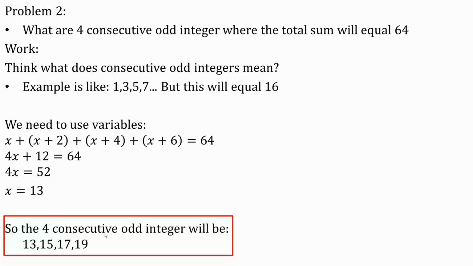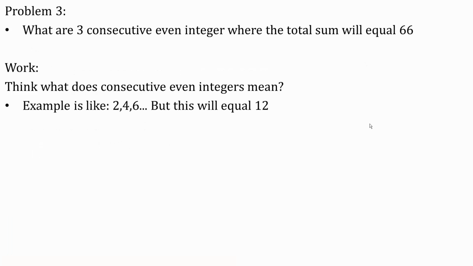And so the 4 consecutive odd integers will be 13, 15, 17, and 19. And like always, if you don't believe it, you can always use a calculator and verify that this will equal 64. And now for the last problem. What are 3 consecutive even integers where the total sum will equal 66?